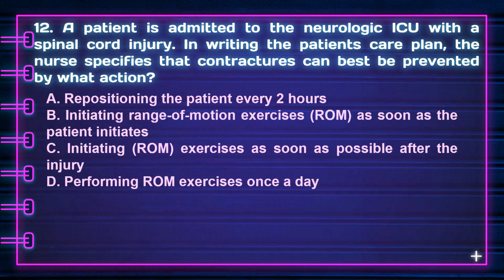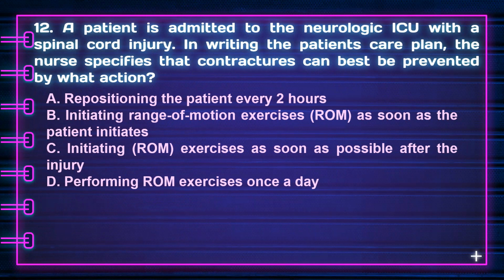In writing the patient's care plan, the nurse specifies that contractures can best be prevented by what action? A. Repositioning the patient every 2 hours. B. Initiating range of motion exercises as soon as the patient initiates. C. Initiating exercises as soon as possible after the injury. Or D. Performing ROM exercises once a day. So number 12, the best answer is letter C.